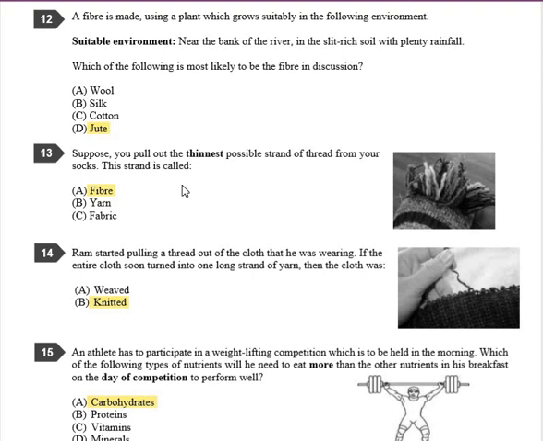It is because fibers are twisted together to form yarn, and yarn is either woven or knitted together to form fabric. So the most appropriate answer here will be fiber, because it is a thin strand of thread. When you twist thin strands of thread, you get yarn, and when this yarn is woven or knitted together, we get fabric. The most appropriate answer will be 13A, that is fiber.